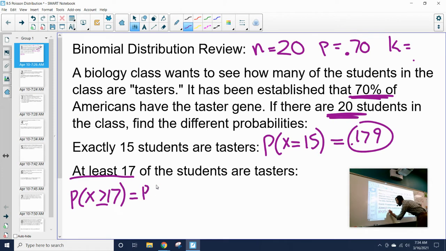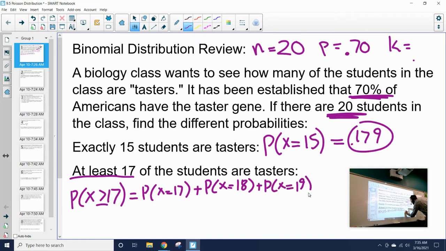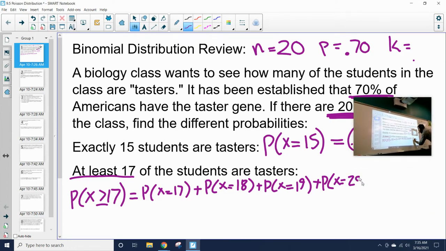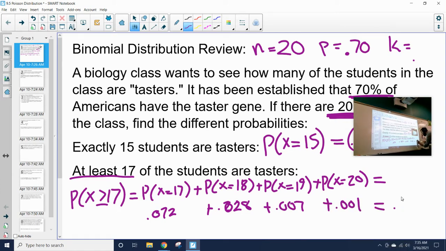So we're going to do the probability of x equaling 17, plus the probability of x equaling 18, plus the probability of x equaling 19, and then plus the probability of x equaling 20. So we have to add all four of those together. And whenever all four of those add together, that would be our probability. So we should get 0.072 plus 0.2028 plus 0.007 plus 0.001. Adding all those together, we get 0.108.